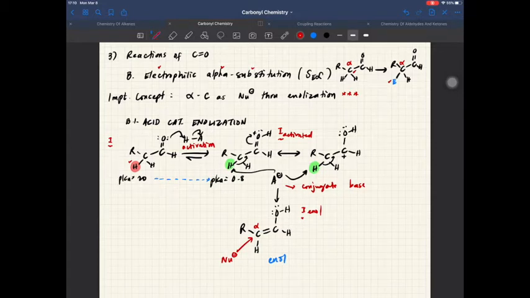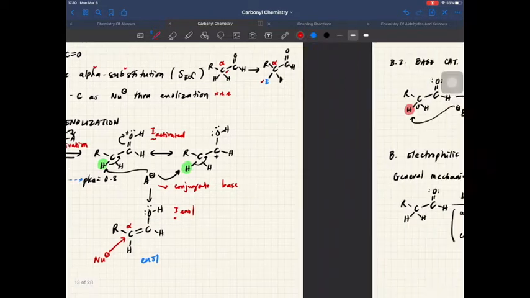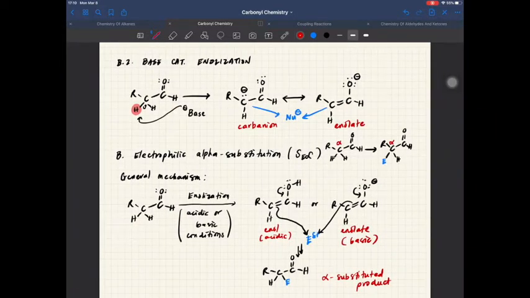Okay, so that's how an electrophilic alpha substitution can occur. Okay, later I will show that particular reaction. The second way to enolize carbonyl containing compounds is through base-catalyzed enolization. So in base-catalyzed enolization, a strong base that can abstract the alpha hydrogen is being used. This process is reversible depending on the type of base that is being used. Okay, it could be reversible, it could be not reversible.